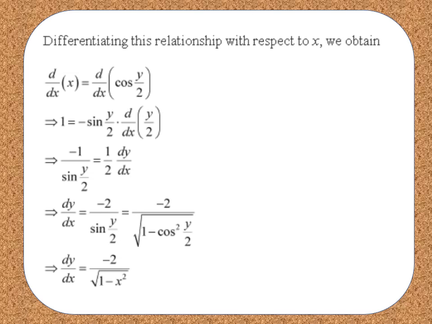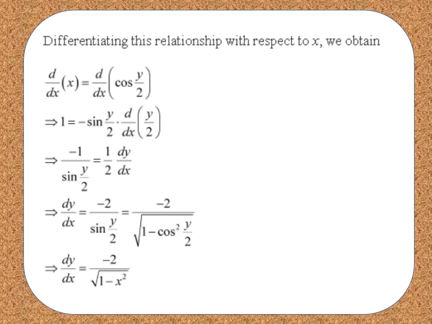Now differentiating x equals cos y by 2 with respect to x. For LHS we will get the differentiation of x, which is 1, and for RHS we have to differentiate cos y by 2. So we are going to follow the chain rule. The differentiation of cos is minus sin y by 2. Now we have to differentiate y by 2. Clear? First cos, then y by 2. For y by 2, for y it is 1 and 2 is constant, so we will get 1 upon 2 dy upon dx. Now we have to simplify.